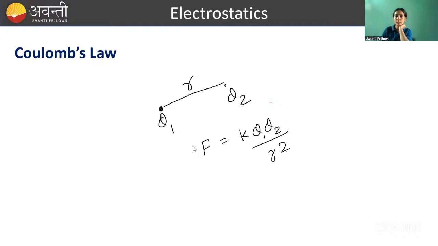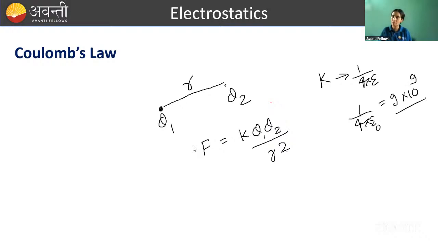Okay, so force का value ये होगा. What is this k? This k was 1 upon 4 pi epsilon. In the case of vacuum, it was 4 pi epsilon naught, and its value is equal to 9 into 10 to the power 9 with proper units. Okay. We will again go back to epsilon.